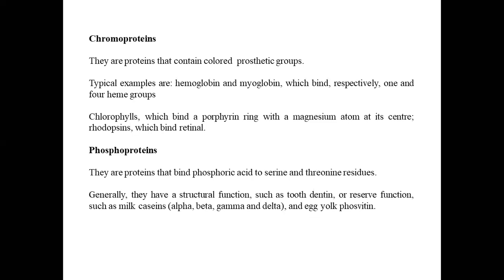Chromo means color, derived from the word color. And then we have the proteins that have a colored prosthetic group. We already discussed what a prosthetic group is: a non-protein part that helps the protein to function properly. Then we have phosphoproteins. In phosphoproteins, phosphoric acid is attached to serine and threonine and helps the structure and function of the protein.